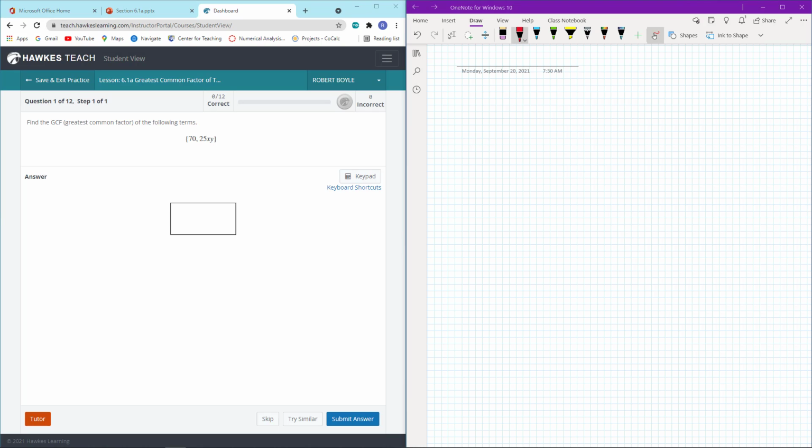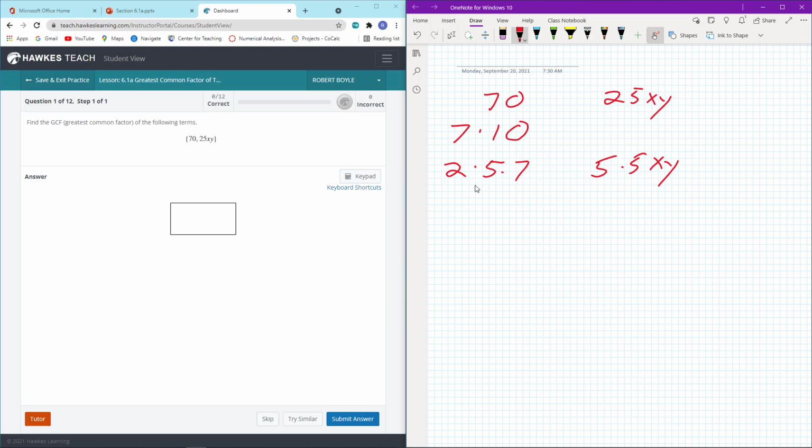So here we have 70 and 25xy. Well, for step 1 we need to do our prime factorization. Two factors of 70 are 7 times 10. 7 is a prime number. For 10, we can factor that into 2 times 5. That will give me 2 times 5 times 7, all of which are prime numbers, so that's my prime factorization for 70. Then for 25, the factors of 25 are 5 times 5, both of which are prime numbers, so we have 5 times 5, xy.